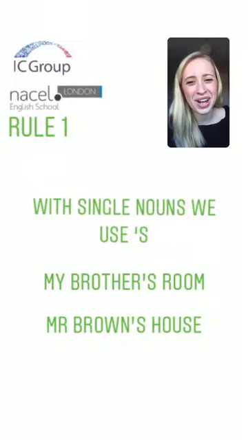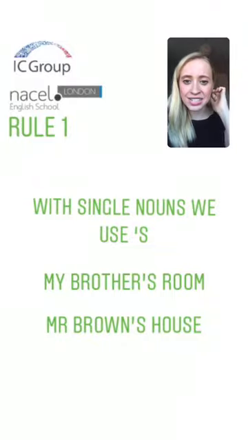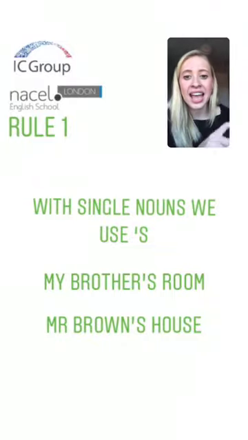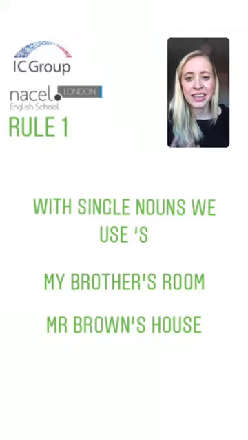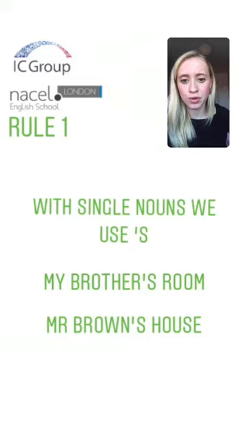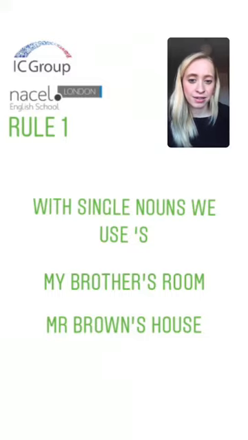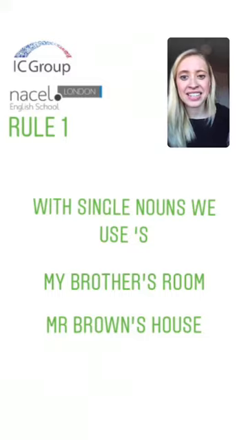So rule 1, okay? So with single nouns, we use the apostrophe and S, okay? The apostrophe and S. For example, my brother's room or Mr. Brown's house, okay? These are single nouns. We add the apostrophe and the S, okay?